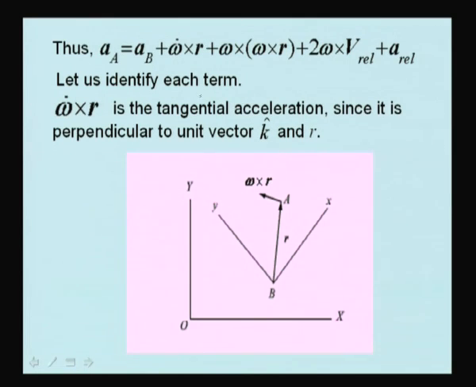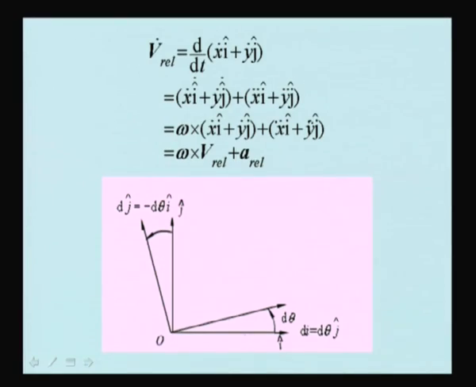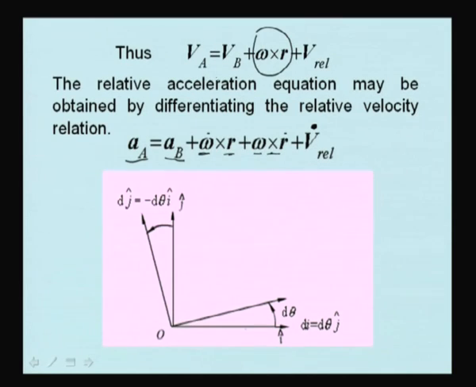So, here we are getting 1, 2, 3, 4, 5 terms. These 2 equations are very important. In fact, in this expression, if you put omega equal to 0, the equation reduces to the equation of the translating reference frame. So the important equations are, in terms of velocity, VA is equal to VB plus omega cross R plus VL.